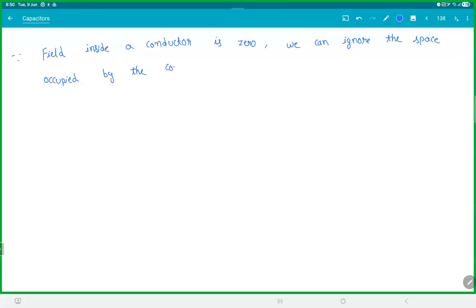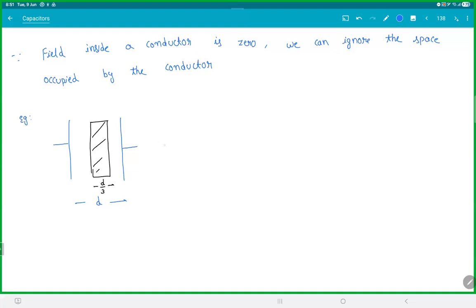So your picture will look like this. So remember this, quite a useful thing. If someone puts a conductor, you can just remove that space and say it is useless. Just to give an example, if someone gives you, let's say, two plates, and they say the distance is d, and they say there is a conductor here, let's say of thickness d by 3.